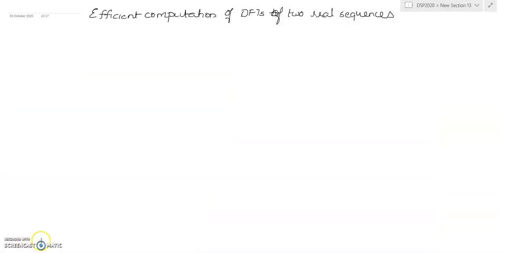So we are moving on to the next topic, that is efficient computation of DFTs of two real sequences. Now when we look at this particular topic, what it basically refers to is a mathematical derivation, and along with that we have to do a numerical. So we begin with a few assumptions.